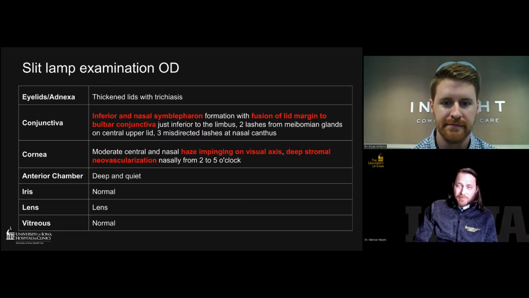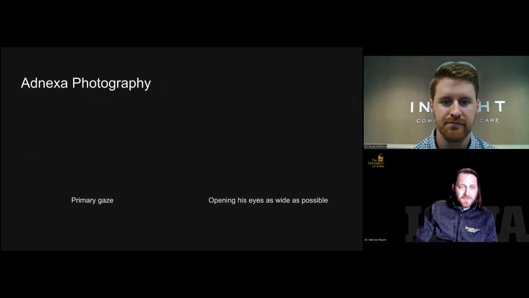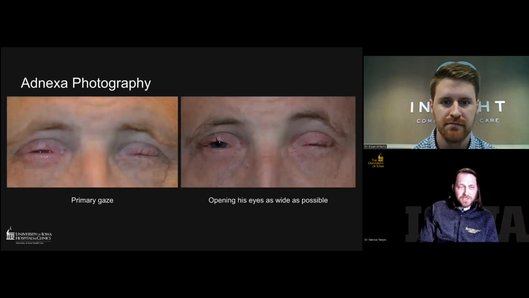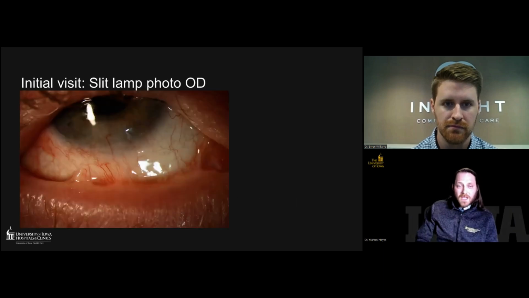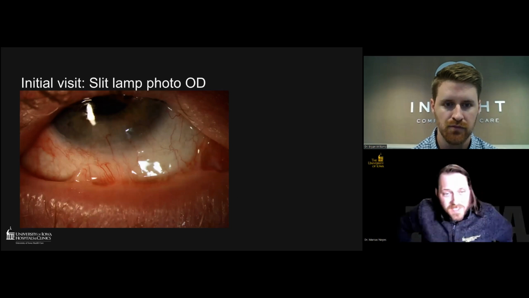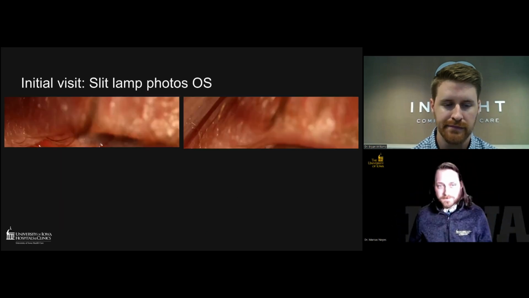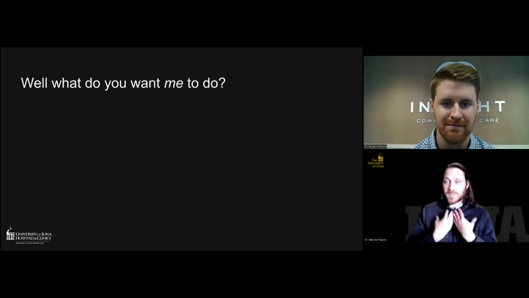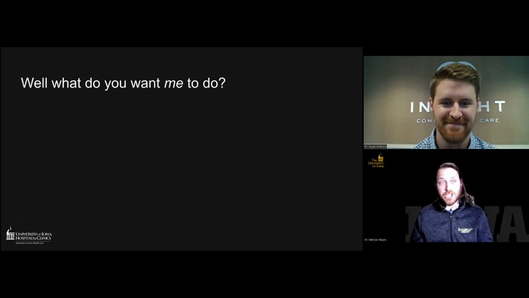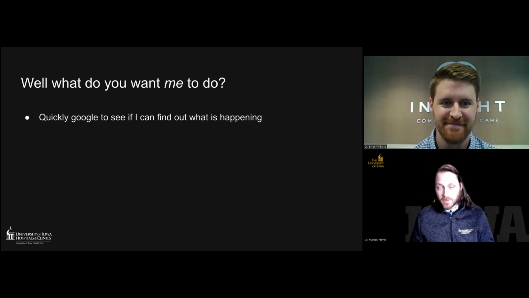Slit lamp findings were here, but I'm just going to pop ahead to the pictures to give you a better idea. Here's what the patient looked like in primary gaze on the left, and opening his eyes as wide as possible on the right. The slit lamp photos of the right eye reveal symblepharon. The right lower lid was attached completely to the conjunctiva, and his left eye was completely conjunctivalized, also with symblepharons. So like you're thinking, I was thinking the same thing. What do you want me to do? So I quickly Google this condition, figure out what everything is, and pretend like I already knew what it was.